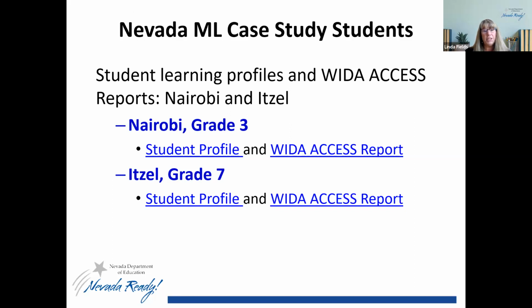Sarah's going to drop some links in the chat. So we'd like you to choose one student's learning profile and ACCESS report to read. Go ahead and take 3 to 4 minutes to read the student profile and the ACCESS report for Nairobi or Itzel. Then please share out assets Nairobi or Itzel bring to their classroom and what these students can do linguistically based on their current academic English language proficiency levels. Please share this in the chat, or we can also come offline like we just did to share as well.